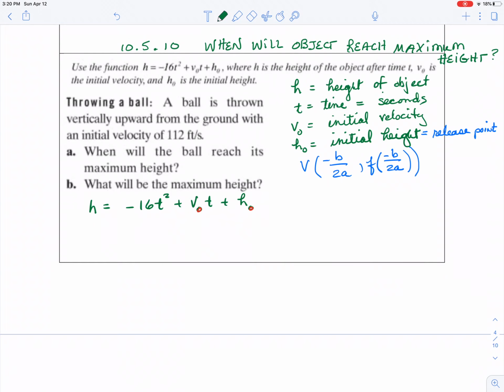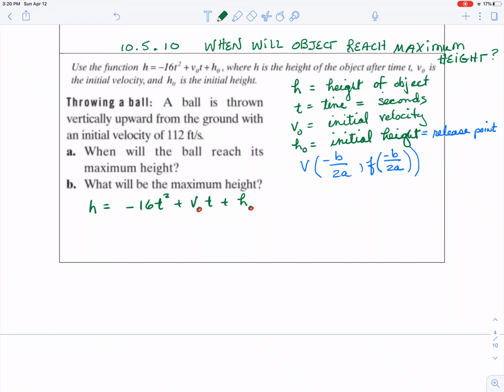I'm still working in section 10.5, working with parabolas, maximum and minimum points, which is equivalent to the vertex of the parabola. And this is the last word problem. This one has to do with an object that's fired or tossed or thrown, and we're looking to see what its maximum height is, how high will it actually go when it peaks out.